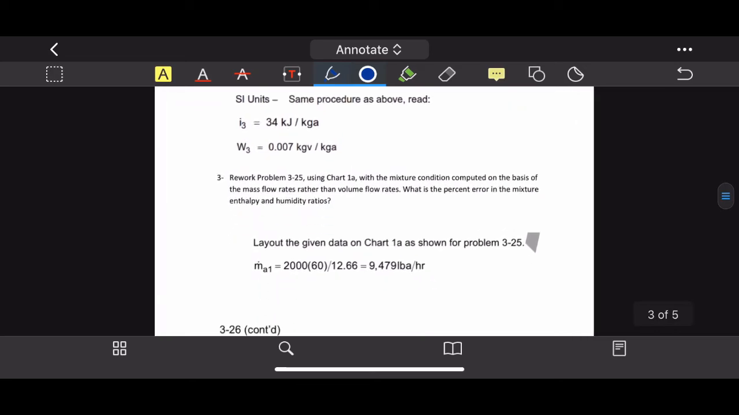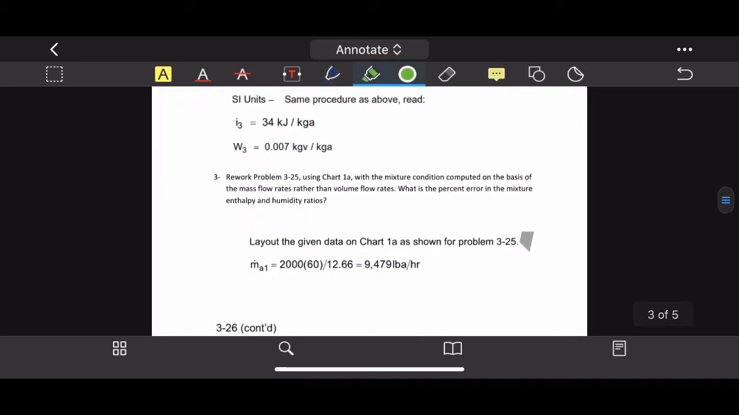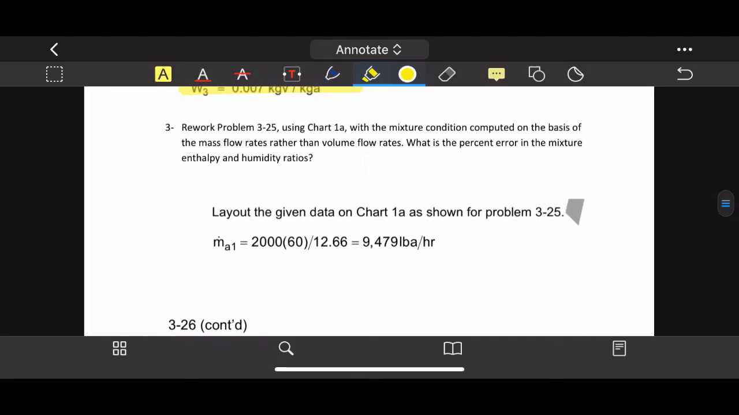Okay, let's go to the next page. So the next page is I3. Well, in SI unit will be 33 kilojoule per kilogram of dry air, and omega will be that. Okay, now question 3. Rework problem 3 to 5, which is the one just now, using chart 1A with the mixture condition computed on the basis of mass flow rate rather than volume flow rate.